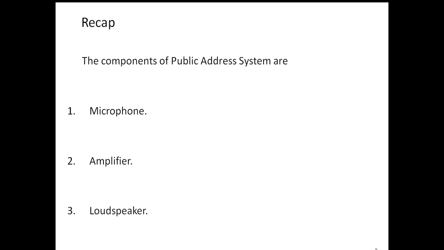Here, the public addressing system generally consists of three components: microphone, amplifier, and loudspeaker. The microphone is placed where the speaker has to speak, and loudspeakers are placed at different places in all directions where the gathering is. In between the microphone and loudspeaker, there will be an amplifier stage.